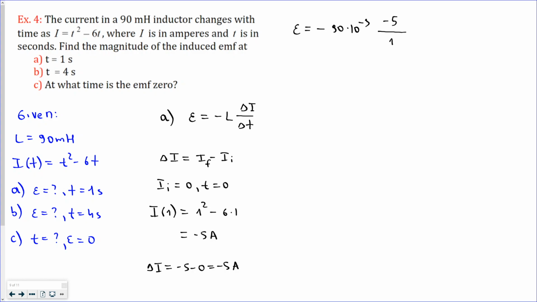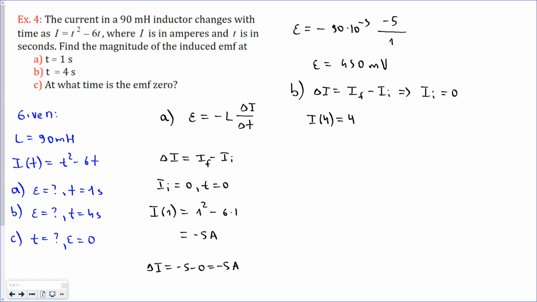So what we have here, minus and minus will cancel each other out. We have 450 millivolts. B part, again, we need to find the change in current. It is final minus initial, and the initial current again here is 0.